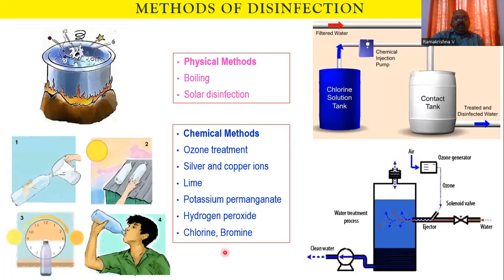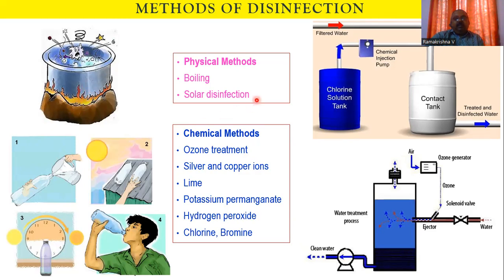Now some of the different methods of disinfection are classified as physical methods as well as chemical methods. Physical methods include boiling. This is a normal household operation where you keep the water in a container and boil it. Bacteria or microorganisms cannot survive at high temperatures.